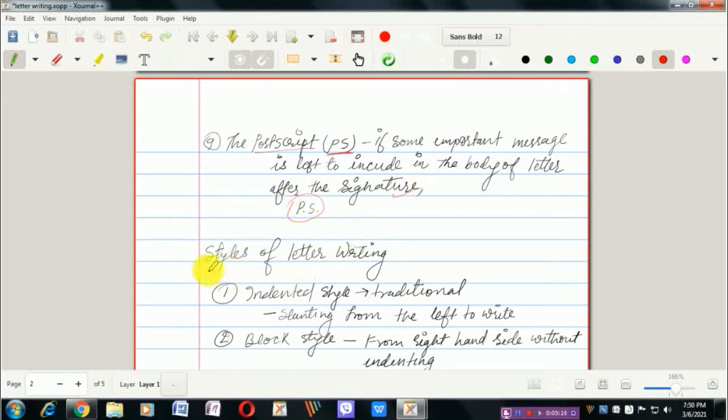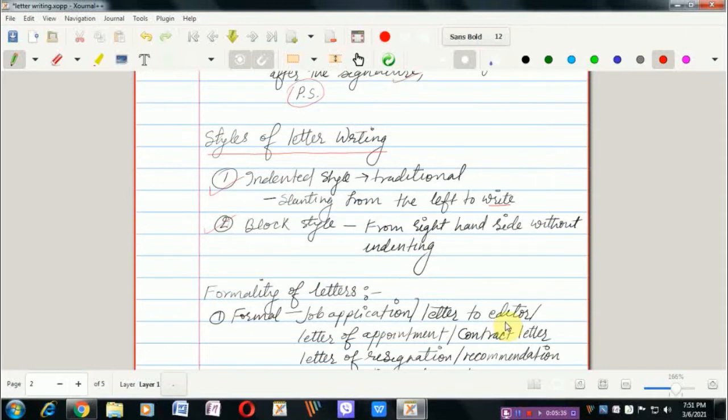And styles of letter writing. We can write in two styles. One is the indented style and another one is the block style. It's a traditional way of writing a letter. There is slanting from left to right in the indented style, and in the block style we write from the left-hand side without indenting. It looks like a block.